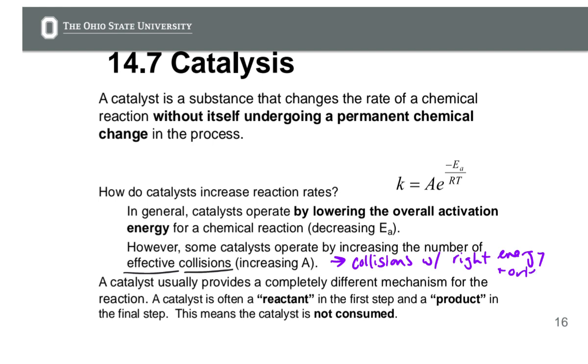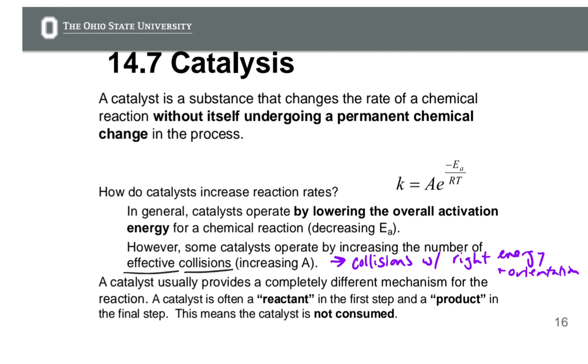and orientation. So as we talked about molecules, when they react, the atoms that are going to be forming bonds or breaking bonds have to be in contact with each other. So in those cases, they have to have the right orientation. So what a catalyst does is that it provides a different mechanism for the reaction.